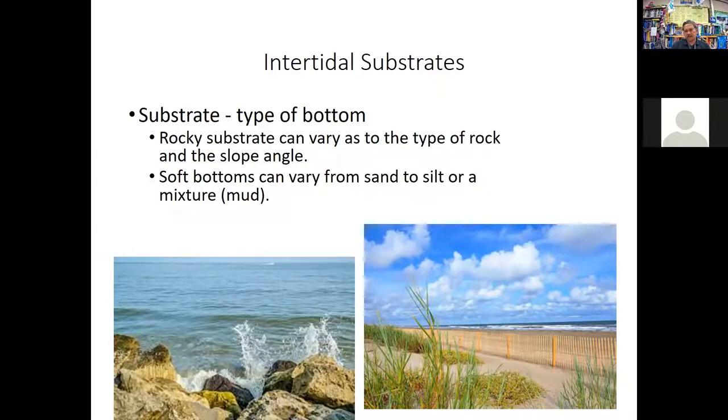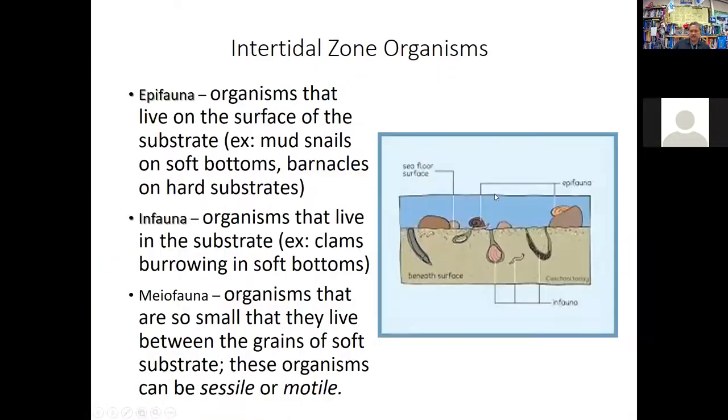And so we have some very large rocks coming off the continents, and those line the rocky shore regions. Over here, the picture on the right shows you some sandy beaches, which can be intertidal areas. Remember, if it's between the high tide and low tide, and the soft bottom can vary from sand to silt, or a mixture, which is mud. That silt is really packed. We're going to see that different organisms live in different types of soft bottoms.